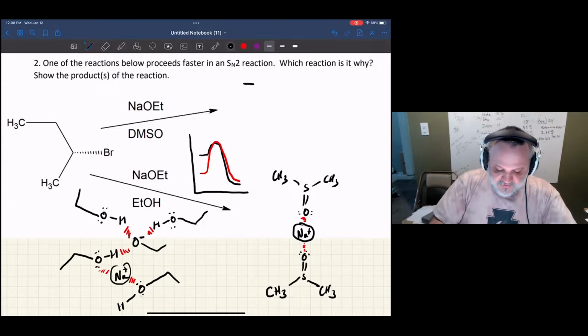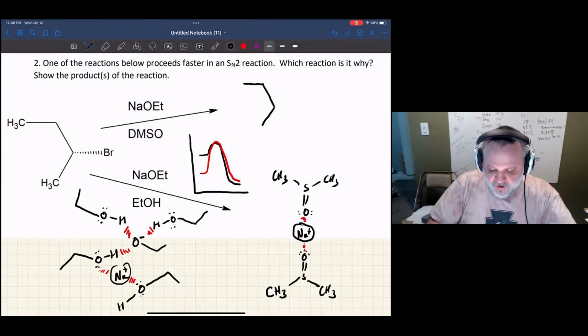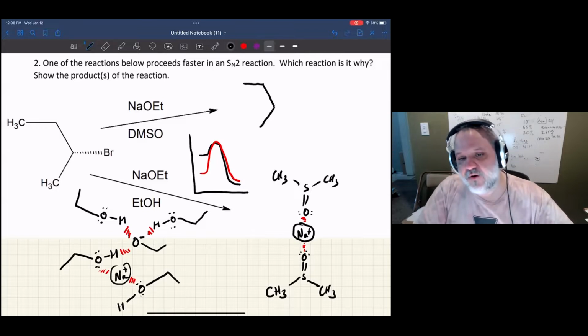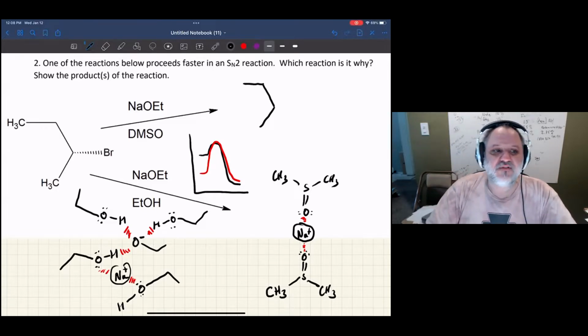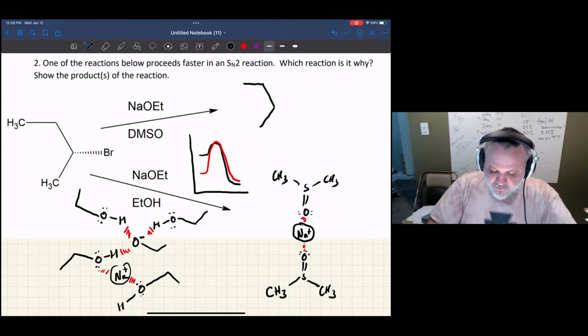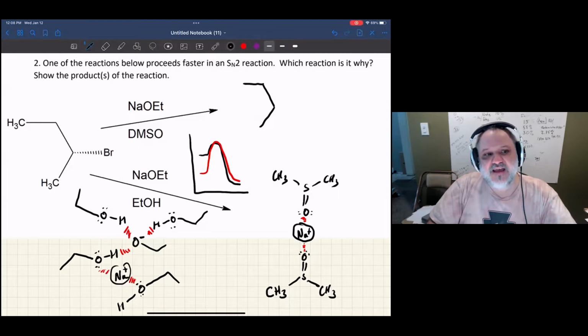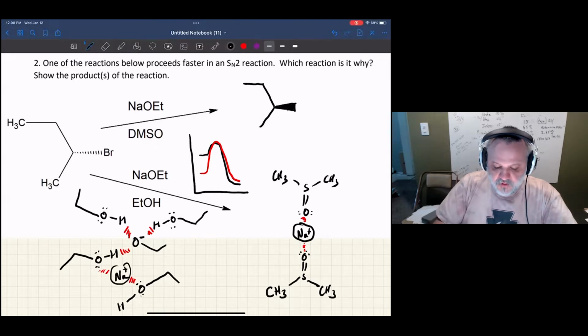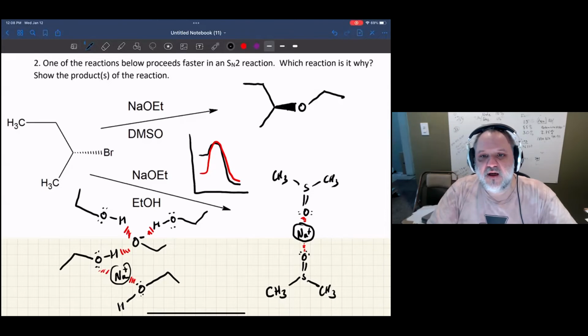Okay, so now what about the products? Well, remember that in an SN2 reaction, we're going to have a trigonal bipyramidal transition state, which leads to an inversion in the stereochemistry because of the attacking nucleophile attacking at the same time the leaving group is leaving. So we want to be able to show that result. So I need to reverse the stereochemistry of that carbon. And so this would be my product.